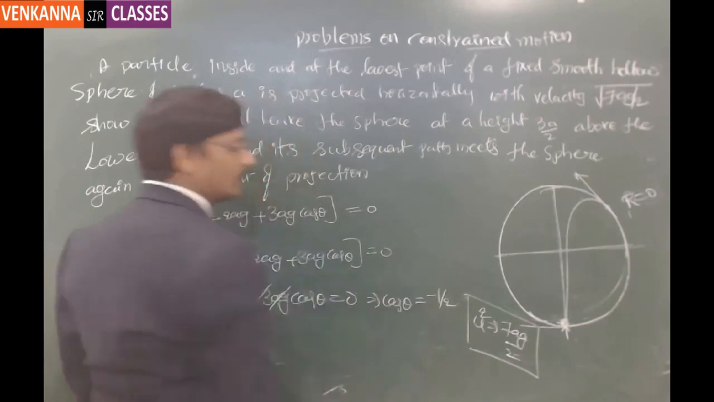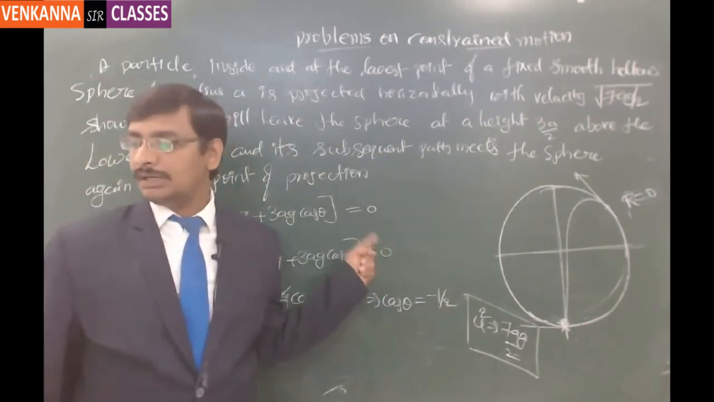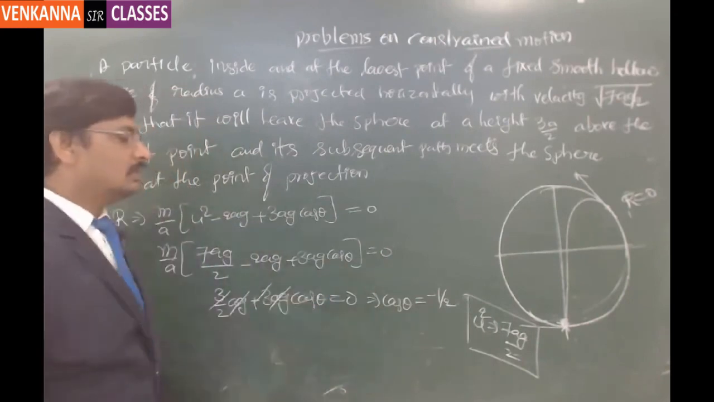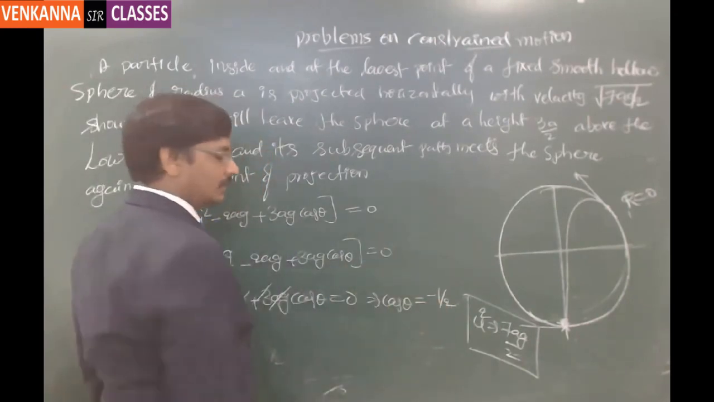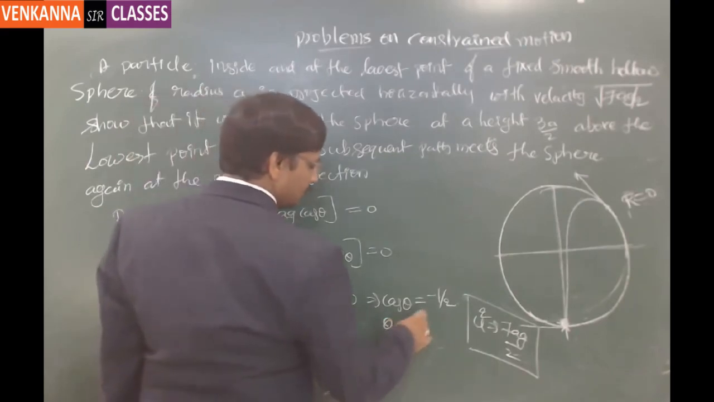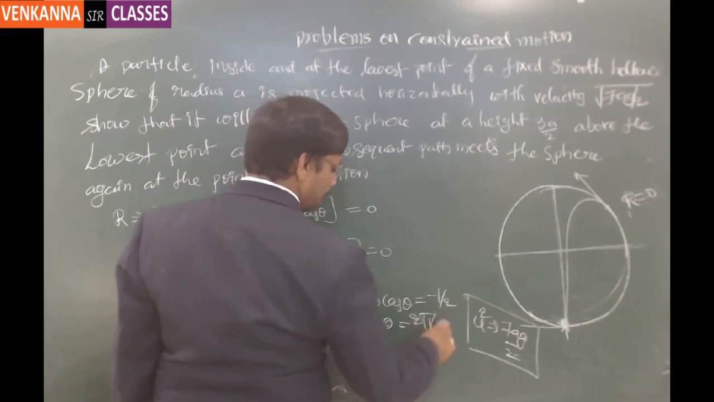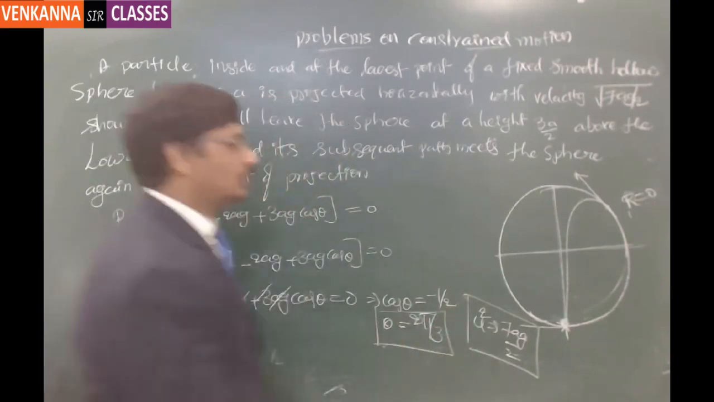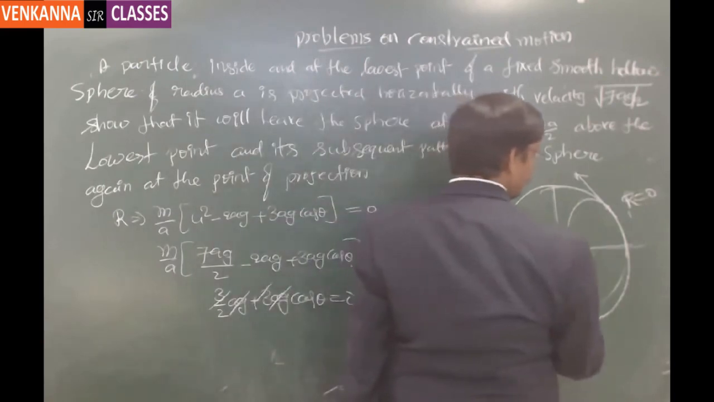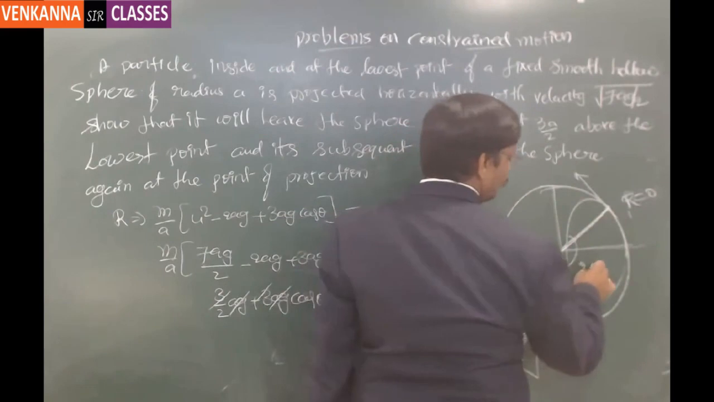It has to be a negative value because the angle can only be above 90 degrees and below 180 degrees, where cos can be negative. So the only possibility for theta is 2 pi by 3, which is 120 degrees from the point of projection. So this is where the particle leaves the surface, at an angle of 2 pi by 3.